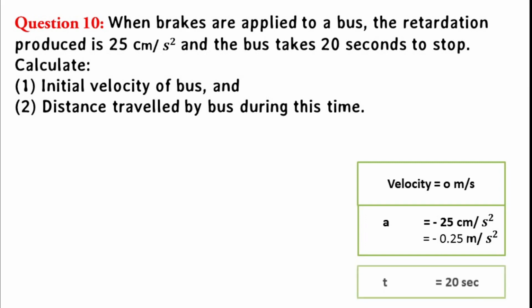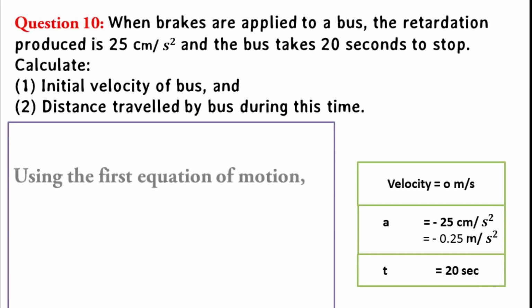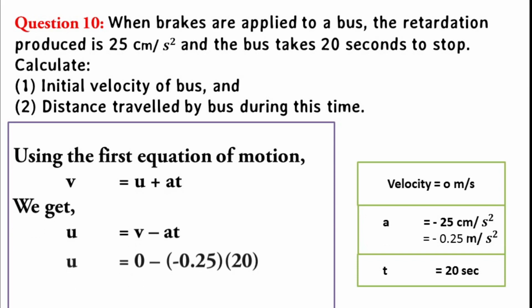Let us use the first equation of motion. V is equal to u plus at and u is equal to v minus at. Substituting the given values, u is equal to 0 minus 0.25 into 20, which is equal to 2.5 into 2, which is equal to 5 meter per second.